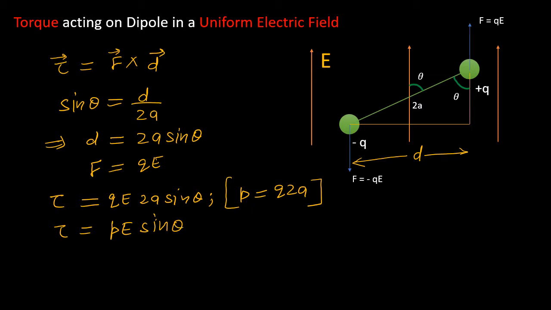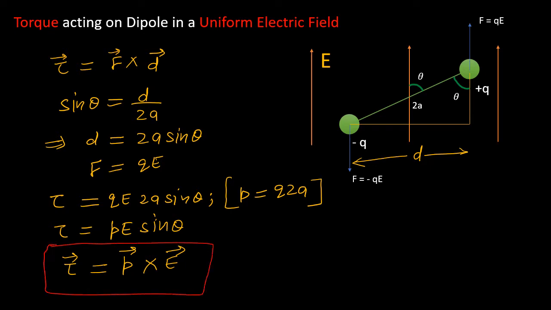In terms of vector, this torque can be written as tau vector equals to P vector cross E vector. And this is the torque on the dipole in a uniform electric field.